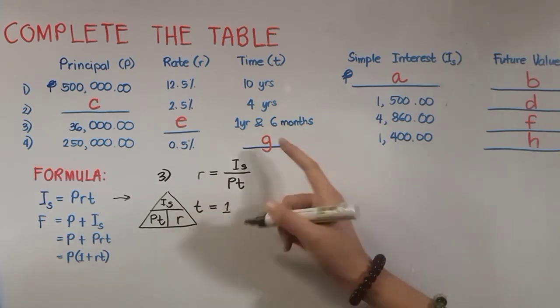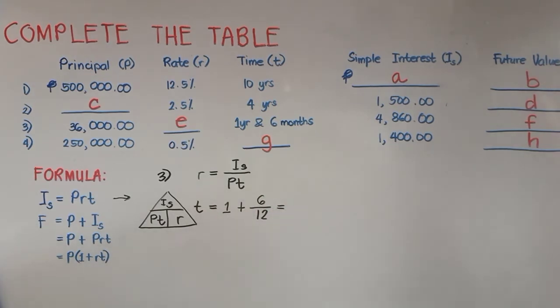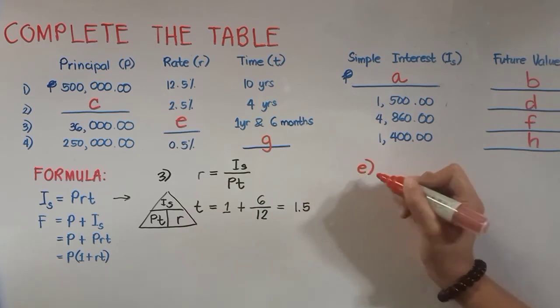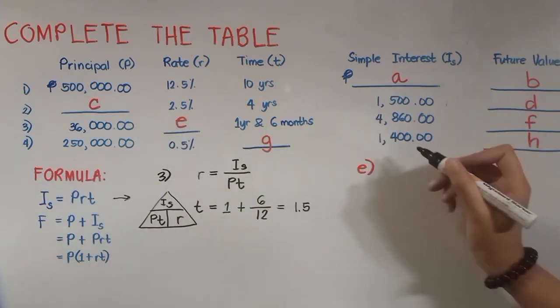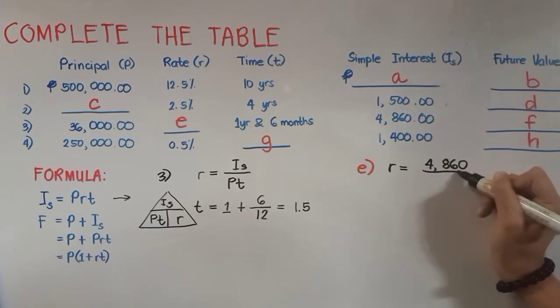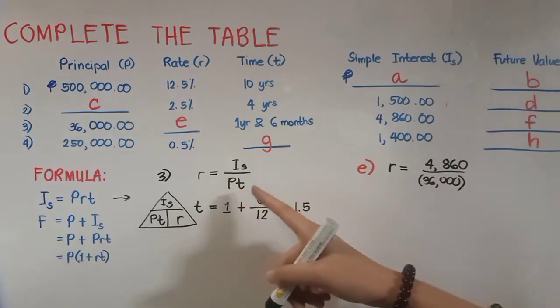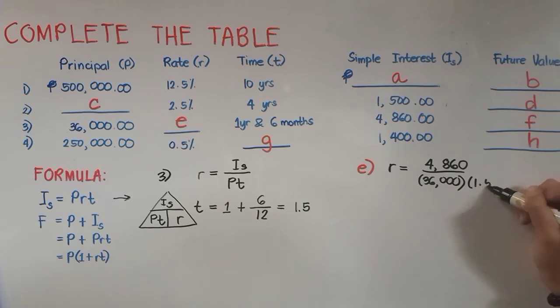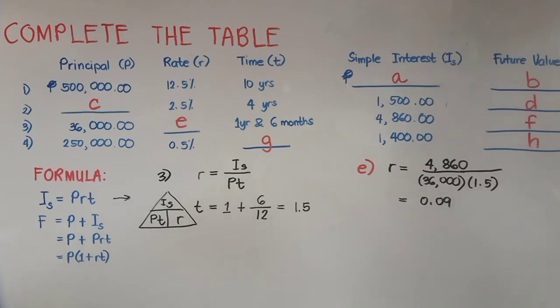Now our time here needs to be converted. That's 1 year, so 1 plus 6 months should still be divided by 12. So this will give us 1.5. We are now ready to solve for our rate. Following the formula that we have obtained, rate is equal to simple interest over the product of P times T. Our simple interest is 4,860 divided by the product of 36,000 multiplied to time 1.5. Using our calculator, it will give us 0.09.